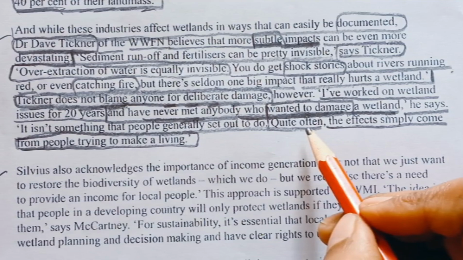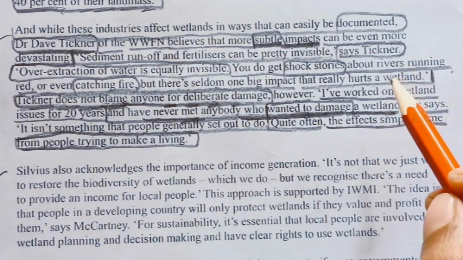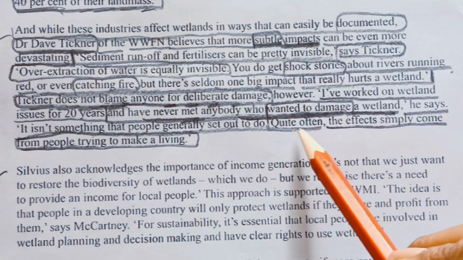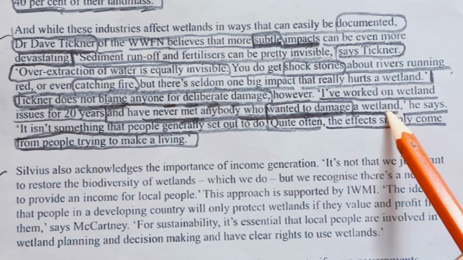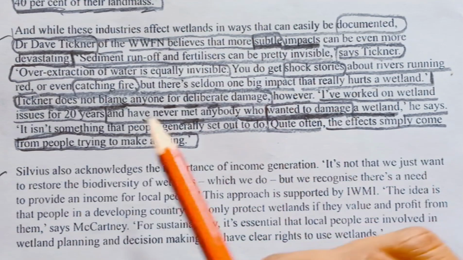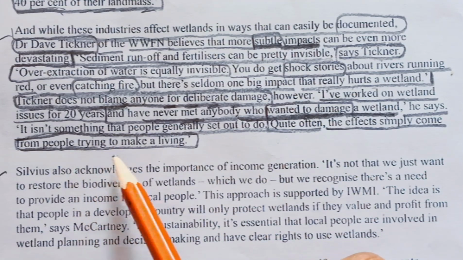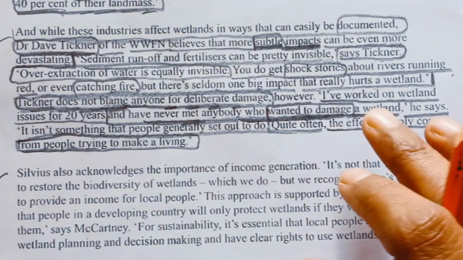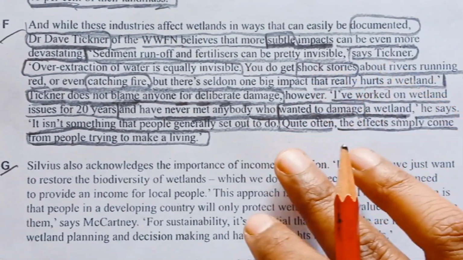So what Tickner is saying is that he never met anyone who wanted to damage a wetland. The thing is they are doing things to try to make a living. The effects simply come from people trying to make a living. So many things we are getting in this F paragraph.